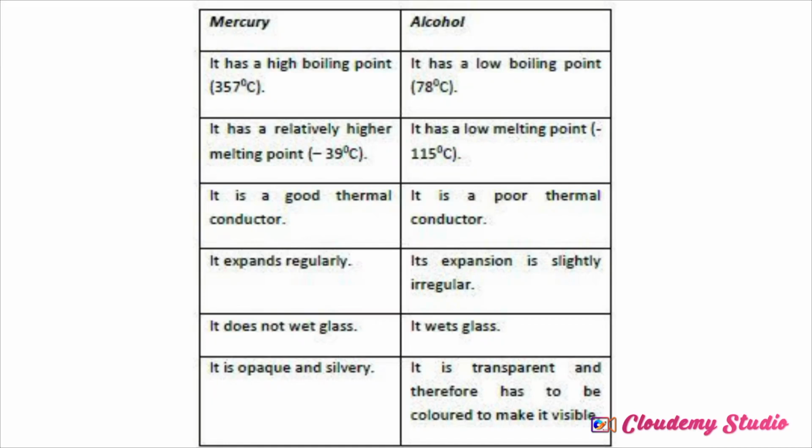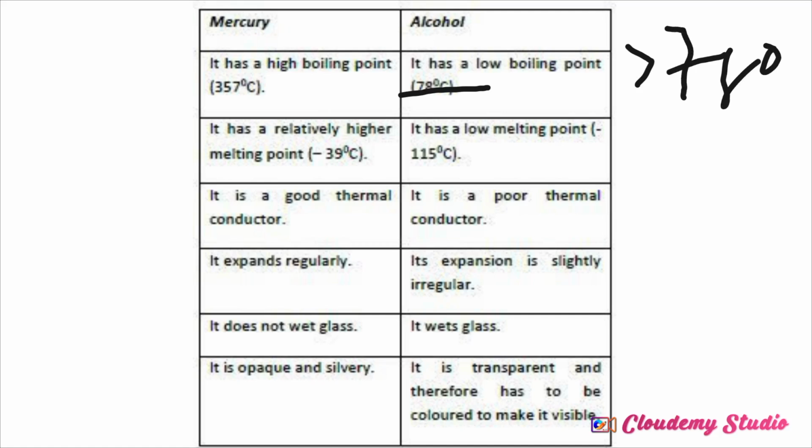Now we can talk about the thermometric substance for liquid-in-glass thermometers. A common question is: why is mercury preferred to alcohol? The first reason is that it has a high boiling point. The boiling point of alcohol is 78 degrees Celsius. That means for anything above 78, we cannot use an alcohol thermometer to measure it. Do you get what I'm trying to say? It should be clear.